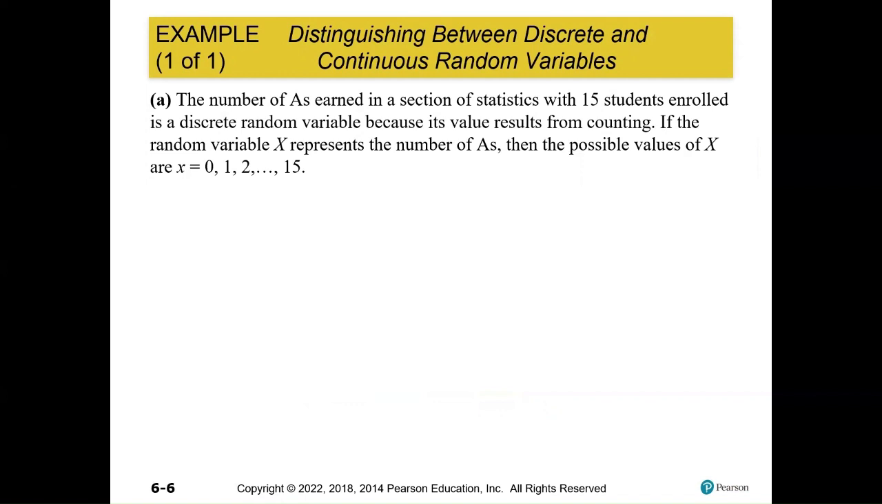Number of A's earned in a section of statistics with 15 students enrolled is a discrete random variable because its value results from counting. If the random variable X represents the number of A's, then the possible values of X are 0, 1, all the way up to 15. We have 15 total students, and the keyword there is that I'm counting A's. You either got an A or you didn't. There is no in between, so it's either a whole number or not.